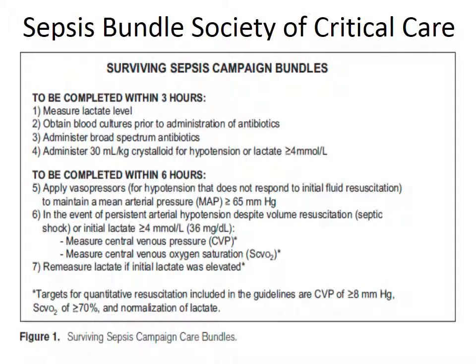In the event of persistent arterial hypotension despite volume resuscitation, septic shock, or initial lactate of greater than 4 millimoles per liter, 36 milligrams per deciliter, then it's important to measure central venous pressure and the central venous oxygen saturation of these patients, and remeasure the lactate if the initial lactate was elevated.